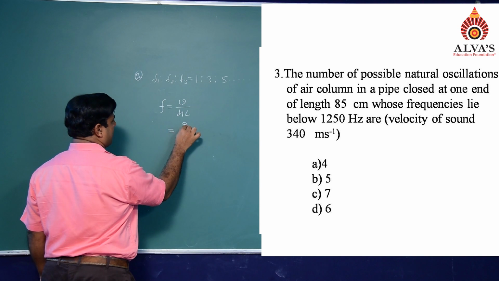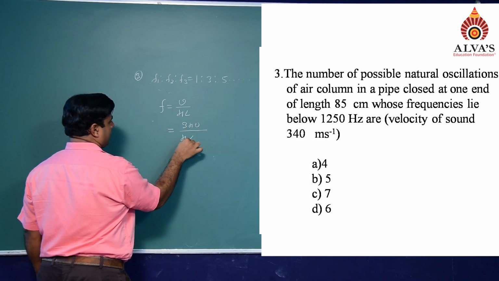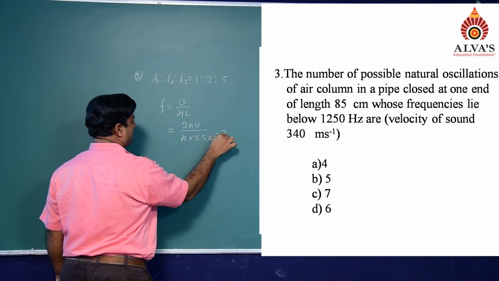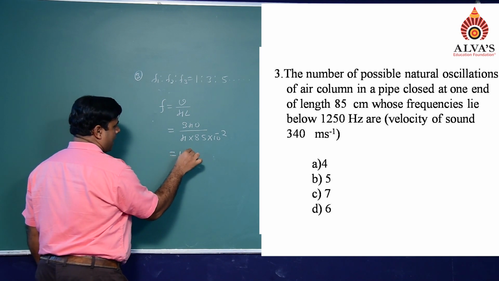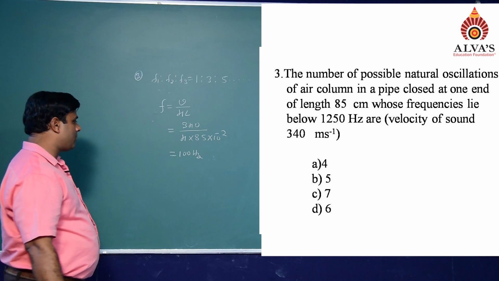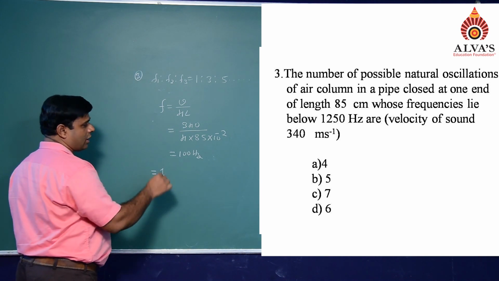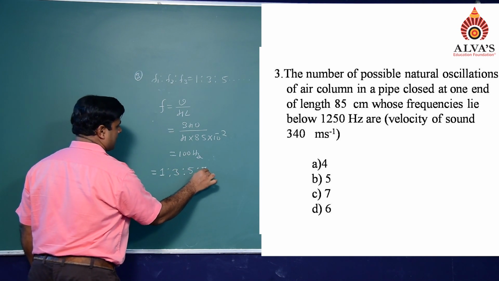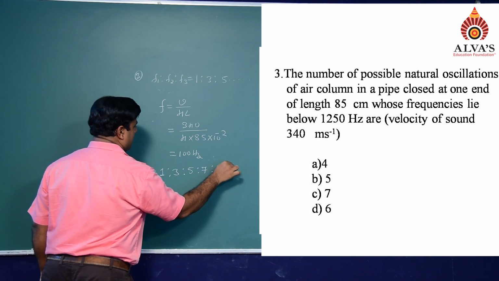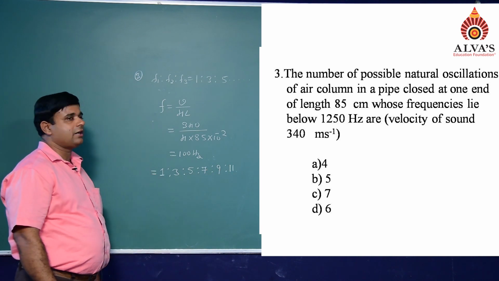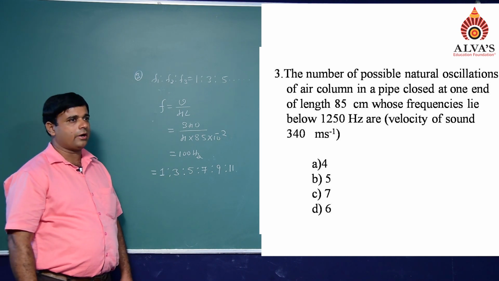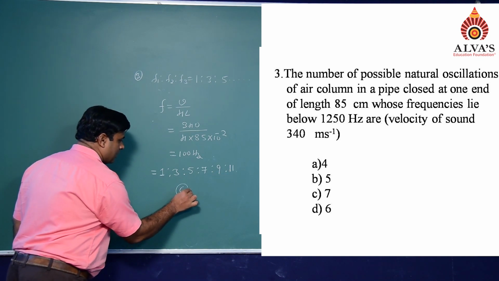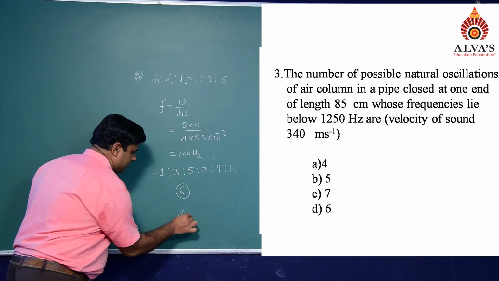V is given, 340. 4 into the length of the pipe is given, which is 85 into 10 to the power minus 2, which gives rise to 100 Hz. So, the total number of frequencies are 1 into 100, 100, 3 into 100, 300, 500, 700, 900, 1100. Next comes 13, which exceeds the value 1250 hertz. So, the number of frequencies is a total of 6. Therefore, the answer should be D.